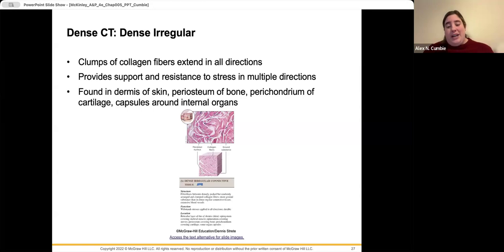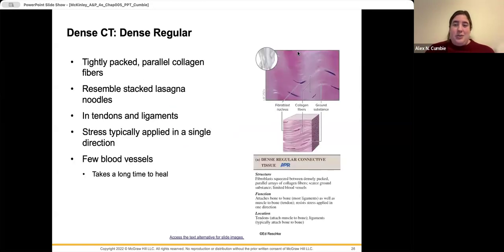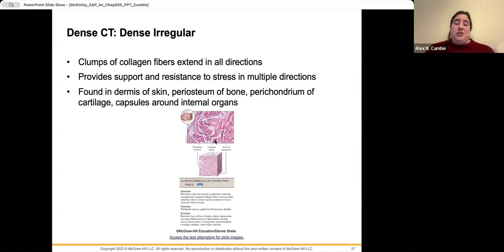When you have them all lined up in dense regular tissue like this, and there's stress placed in a different direction on this tissue, it could tear pretty easily. This type of tissue can handle a lot more stress because the fibers are not nicely lined up, but in a random orientation. You find this in the skin and parts of bone, parts of cartilage. This is surrounding bone, surrounding cartilage, and in the capsules around internal organs, allowing for that support and resistance to stretch.